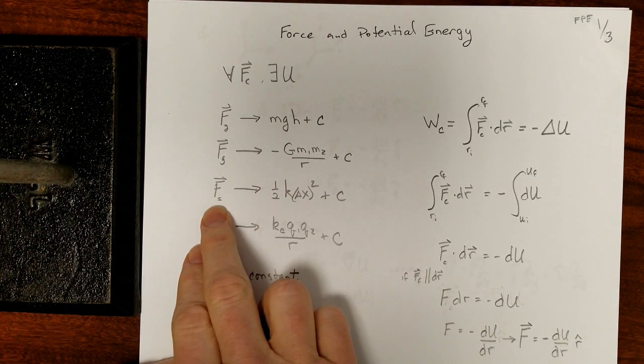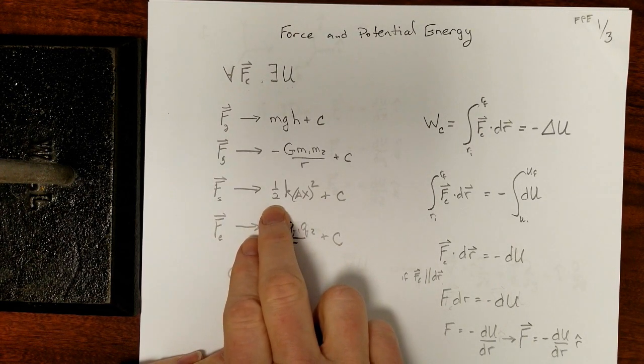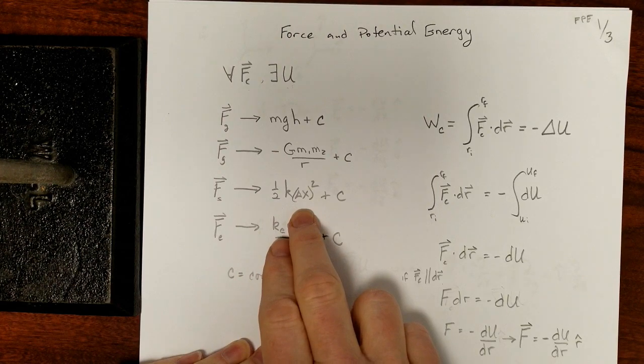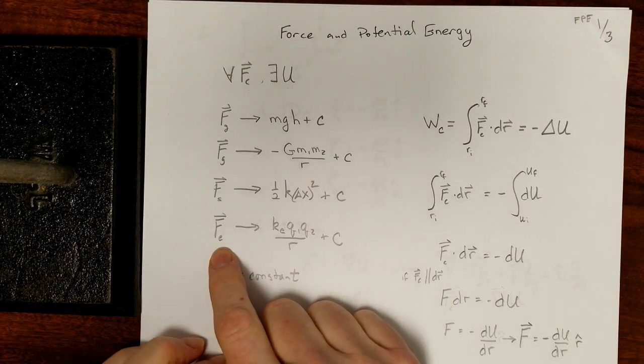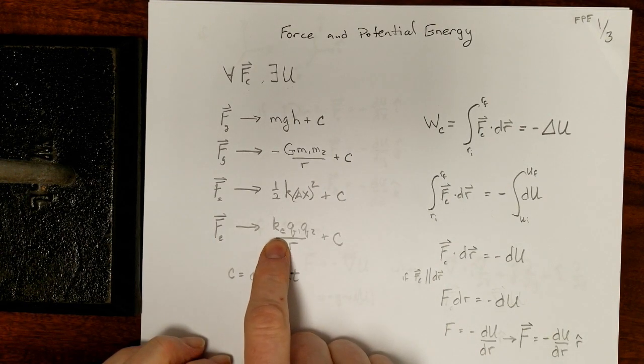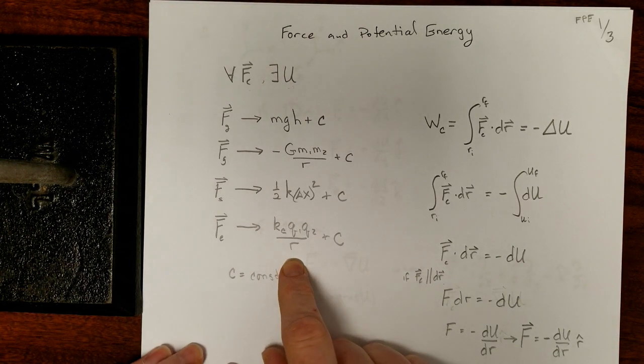If you're dealing with elastic force or spring force, an ideal spring, then you've got 1/2 k delta x squared plus c. And for an electric force, which is not for Physics 251 or 151, we have the electrostatic constant times the product of the charges divided by the distance plus some constant.